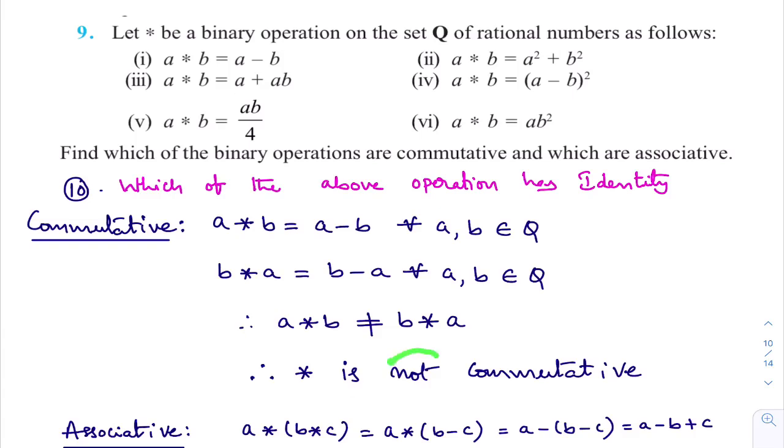In the last class also I said when it is not commutative or not associative, giving a counter example is easy. But here I felt that you can understand in this method, or else the same problem you can do like this also. 1 star 2 equals 1 minus 2, which is minus 1. 2 star 1 equals 2 minus 1, which is 1. A star b is not equal to b star a. Therefore star is not commutative. Like that also you can write.